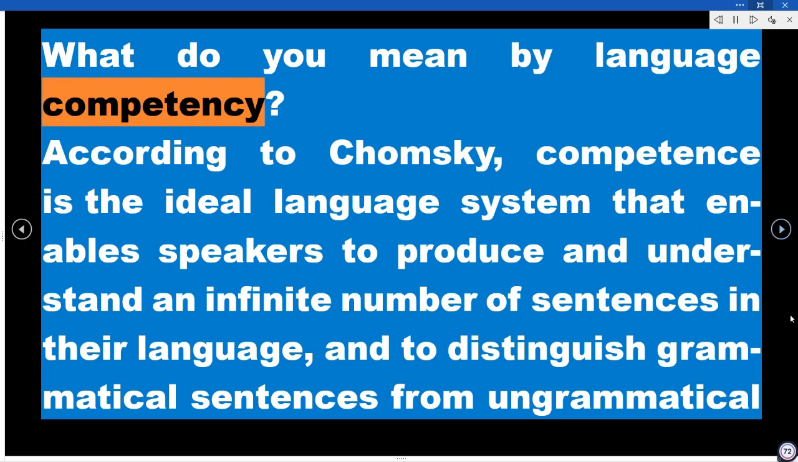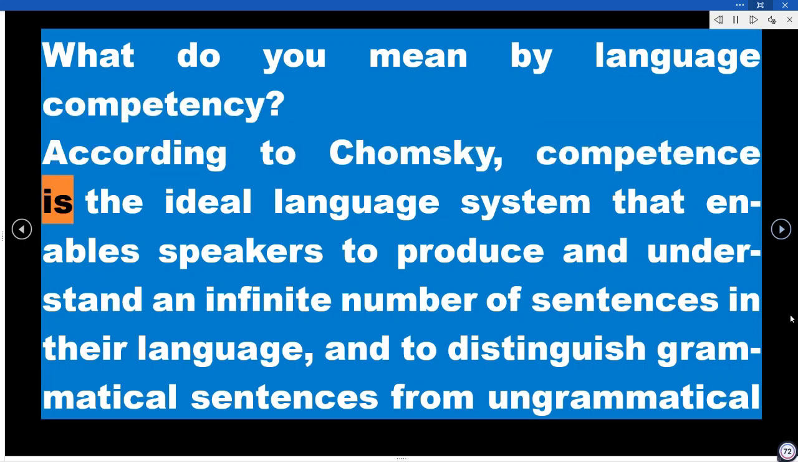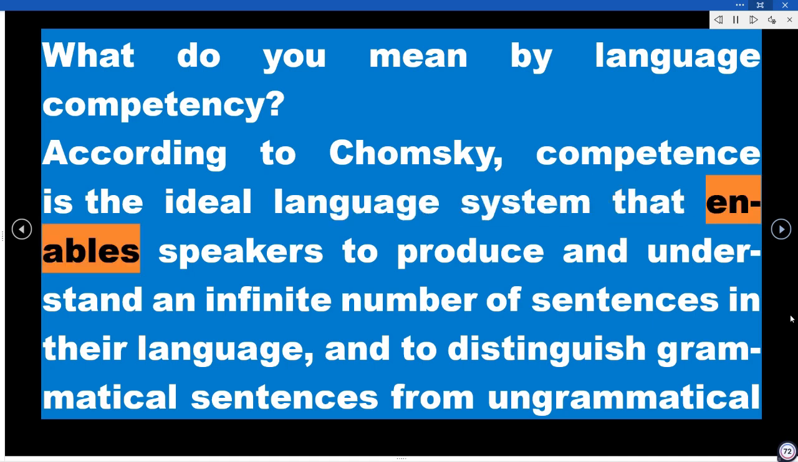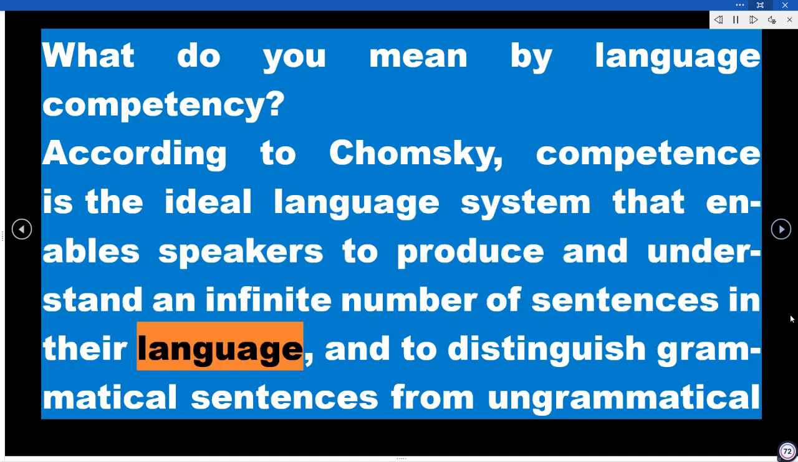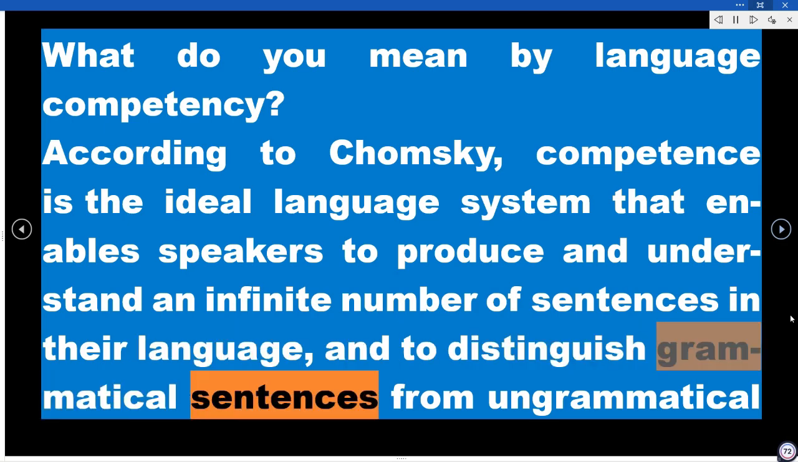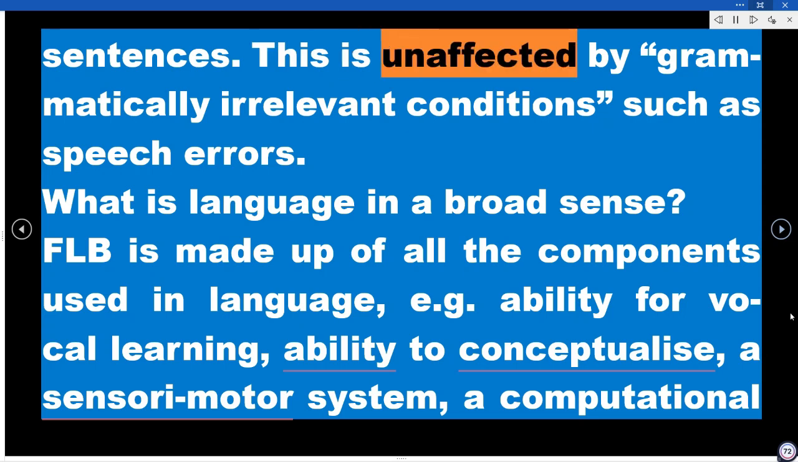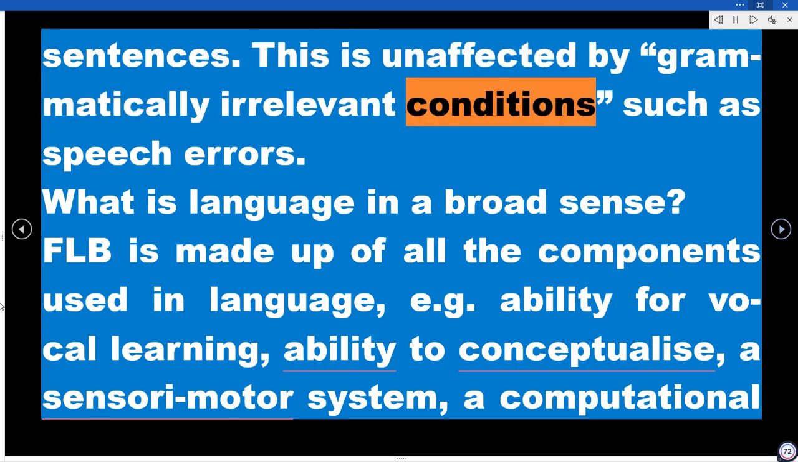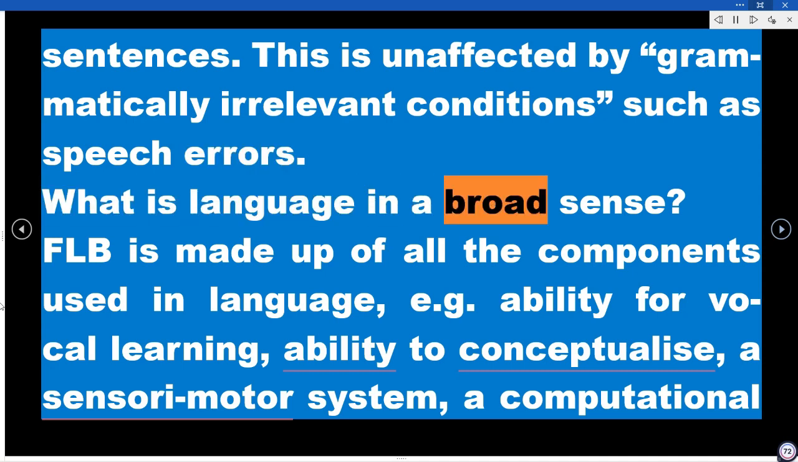What do you mean by language competency? According to Chomsky, competence is the ideal language system that enables speakers to produce and understand an infinite number of sentences in their language, and to distinguish grammatical sentences from ungrammatical sentences. This is unaffected by grammatically irrelevant conditions such as speech errors. What is language in a broad sense?